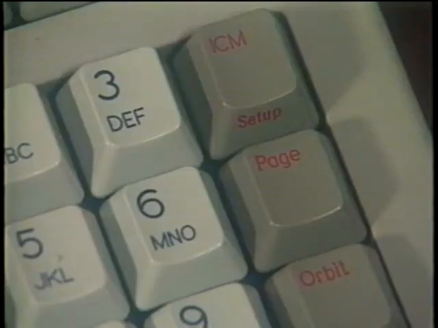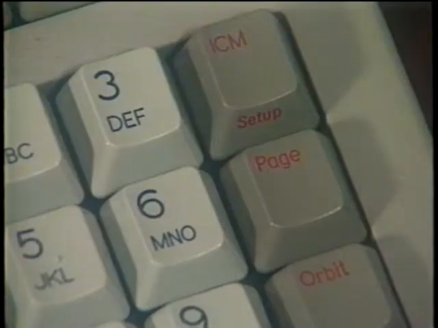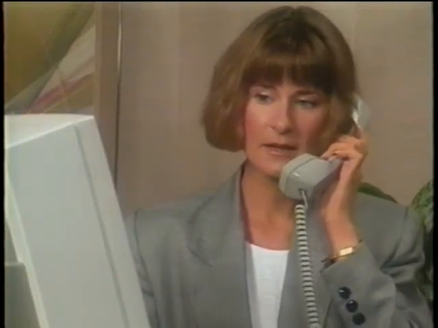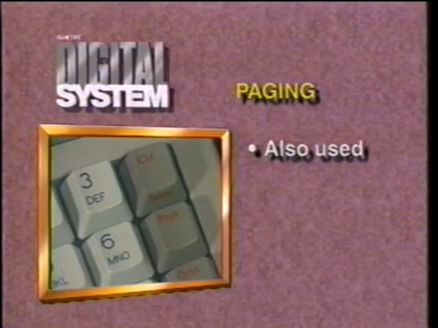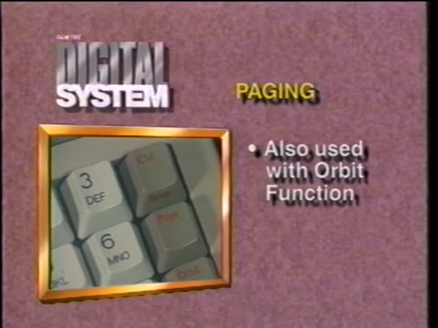To initiate a page over every extension in the system, simply lift the handset and press release to get the internal dial tone. Touch the page key and make your announcement after the page tone. Mr. Jensen, please dial the operator. Mr. Jensen, the operator, please. Press release again to end the page. If you remember, you can also use this feature in conjunction with the orbit function.